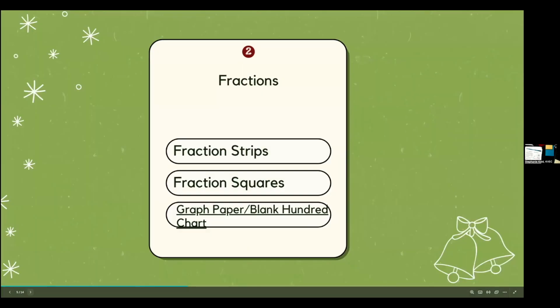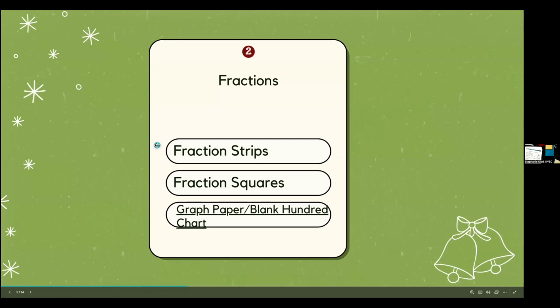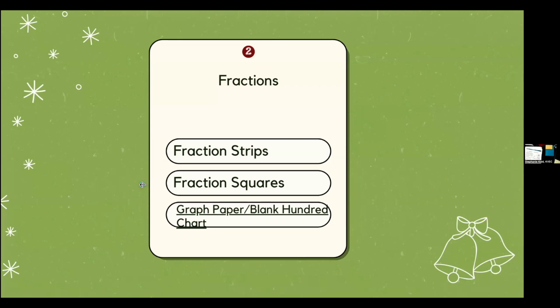Now, what about fraction strips, fraction squares, or graph paper when we're working with fractions? Has anybody used those? Because that's the next thing on our list, using graph paper for fraction strips. Just have your kids fold the paper. That's the most wonderful thing that you can do for your kids.